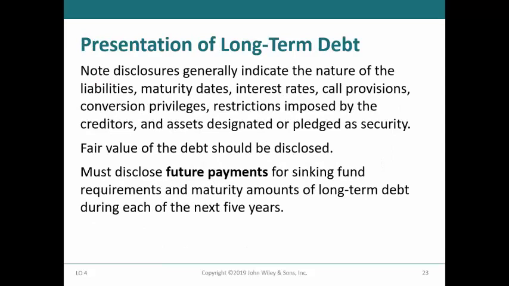In reporting or in presenting long-term debt, companies must include the nature of the liabilities as well as other important information such as maturity dates, interest rates, etc. The fair value of their debt must also be disclosed if they are using amortized cost. Companies also must disclose future payments including sinking fund requirements and maturity amounts of long-term debt for each of the next 5 years in the notes to the financial statements. This disclosure allows analysts and users of the financial statements to make better decisions regarding the company's ability to meet their future obligations.